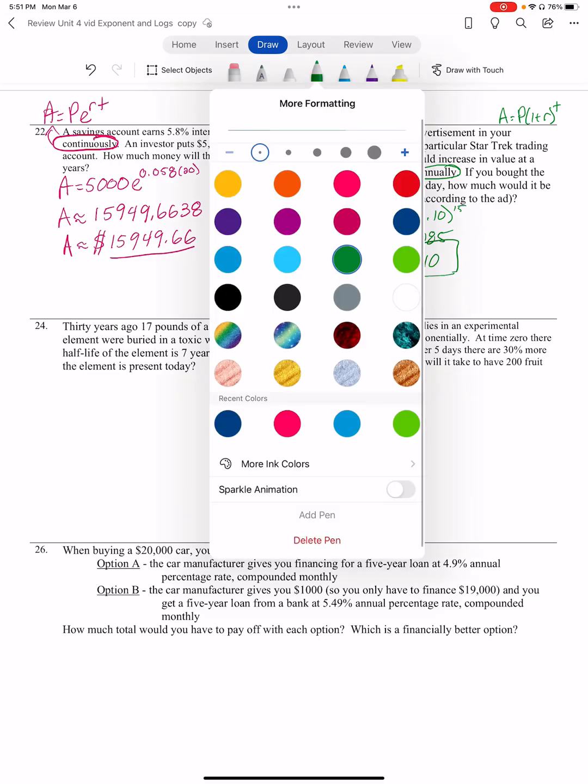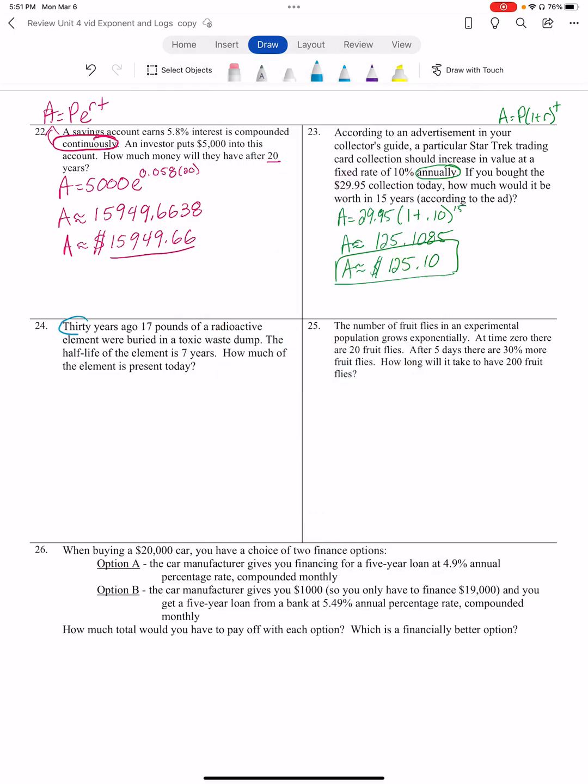Okay. Next one, 30 years ago, 17 pounds of radioactive element buried in a toxic waste dump. The half-life of the element is 7 years. How much of that element is present today? That's going to be your half-life formula, the one that I'm giving you, because there are a couple. N equals N sub 0 times 1/2 to the t divided by t sub 1/2, so divided by the half-life.